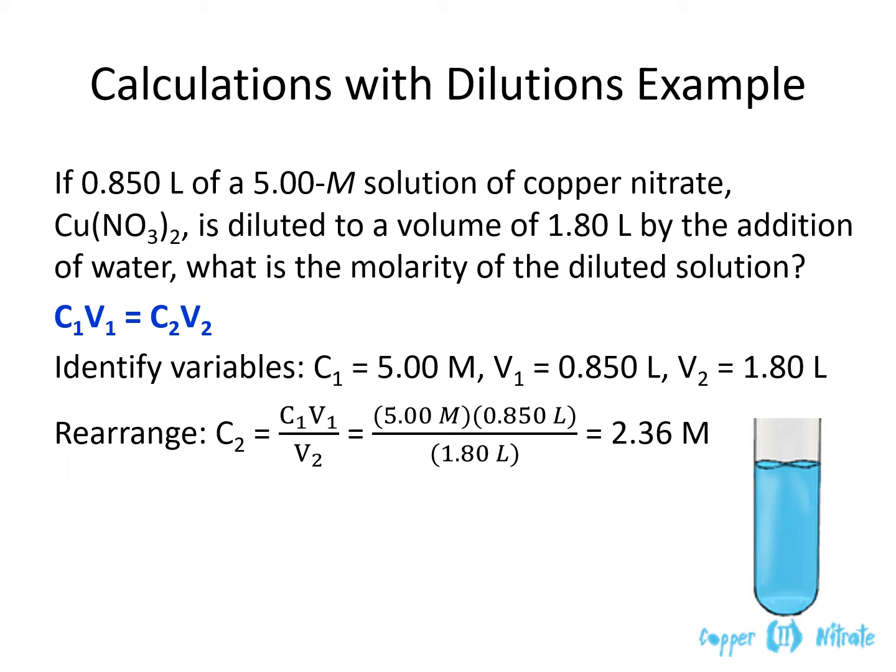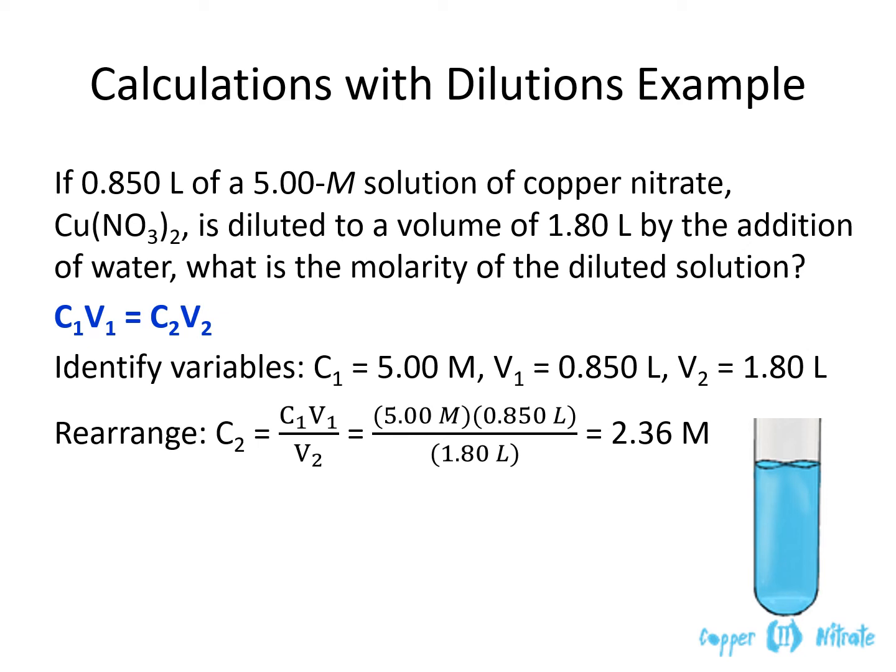And then we can plug in our numbers that we identified. The C1 and the V1 go on the top, and the V2 goes on the bottom. We do 5 molar times 0.850 liters divided by 1.80 liters, and we come out with 2.36 molar as our concentration. With our dilutions, the result should make sense.